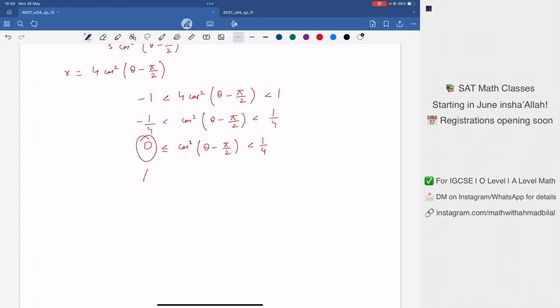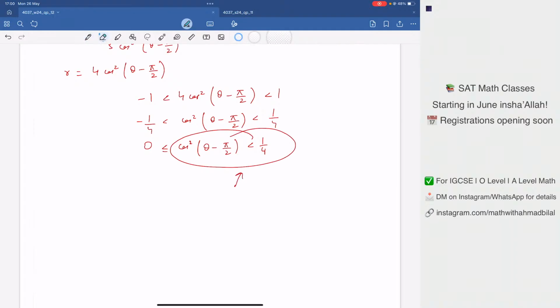This condition, as I said, is kind of redundant. Any square is always going to be greater than or equal to 0. So you have it or don't have it, it doesn't really matter. The main condition that you have is on this side. That's the key condition that actually matters.